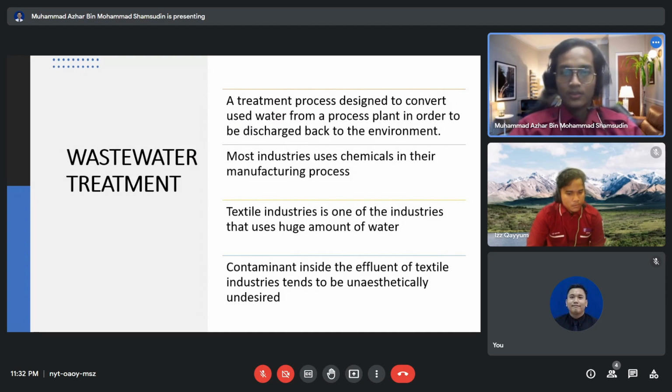Most industries in Malaysia and worldwide use chemicals in their manufacturing process. With this, many chemicals are introduced to the effluent itself, so the water may possess toxic chemicals which can be harmful to the environment or any living creature. This is why the EQA 1974 has been regulated by DOE.